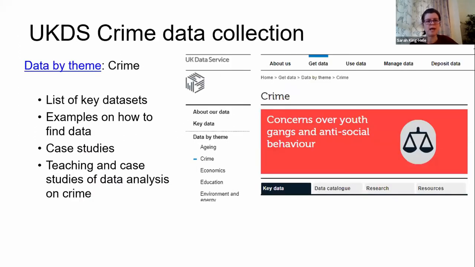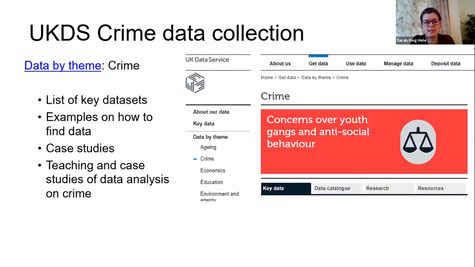Okay then, so what do we have in terms of crime data? Well, as I mentioned before, if you go to our website and you go to get data, you can see data by theme. So we have a range of different themes. You can see a few here on the screen: aging, crime, economics, etc. The one that you're most likely to be interested in is the crime data.